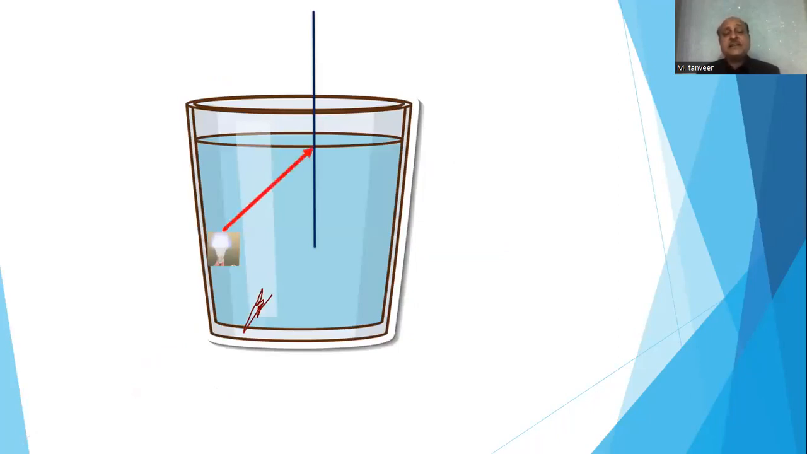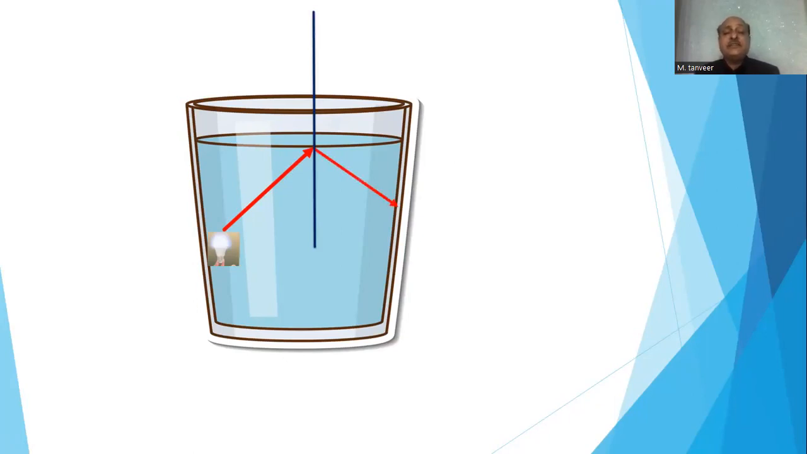When I increase the angle of incidence beyond the critical angle, what will happen? When I increase the angle of incidence, then the angle of refraction becomes greater than 90 degrees. When the ray of light bends more than 90 degrees, it will bounce back in the same medium. Now, this ray of light will bounce back in the same medium. This is called total internal reflection.